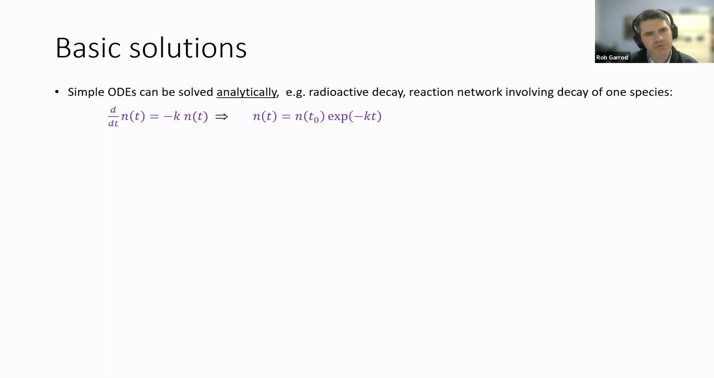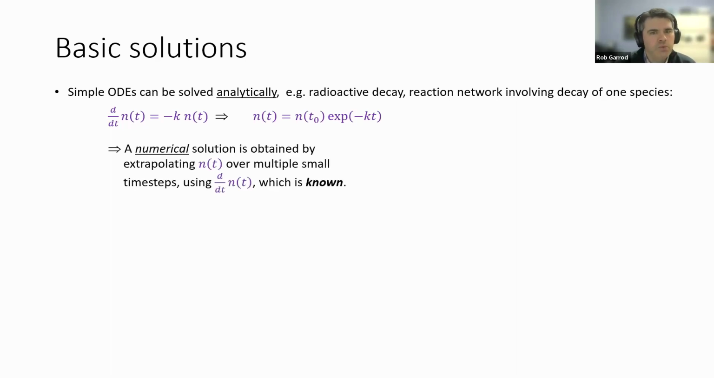Okay, we can solve that equation without too much trouble, and the solution is that the amount of that species at time t is equal to the starting amount multiplied by an exponential that involves a time constant k. Okay, so our solution is an exponential in time for that simple system. Once we get to more complicated systems, it's not easy to do this analytically, and we have to do it computationally.